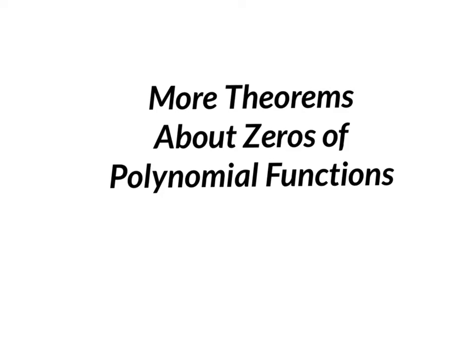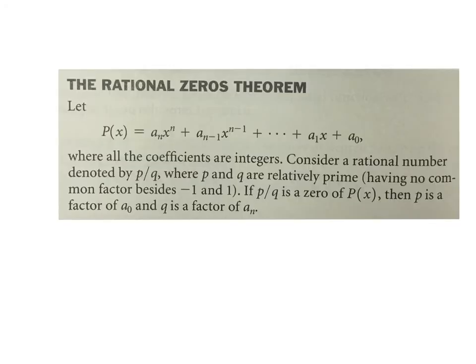Today we got more theorems about zeros of polynomial functions. Yesterday we had a couple. Today we got a couple more. Here we go. The first one is called the rational zeros theorem.